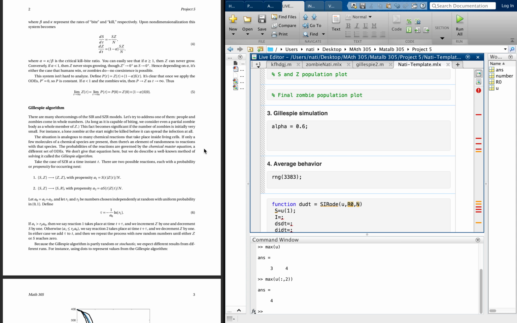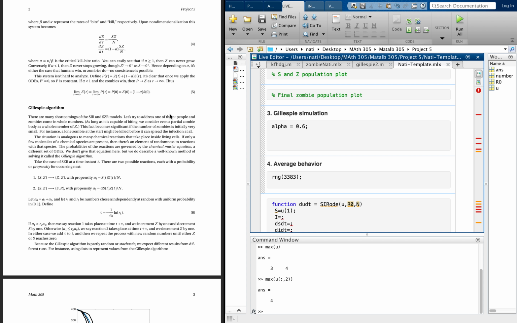Okay, so now we're going to be working on, let's say, the harder part of this project, which is the Gillespie simulation. Just to give you a little bit of background on this, a lot of times we don't have the computing power, or there's simply no analytical solution of our differential equations. So what we've done before in parts 1 and 2 is find the exact solutions. Now what we're going to do in part 3 is a simulation that is going to get us very close to the exact solutions, but not quite.